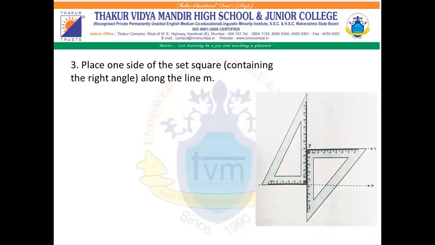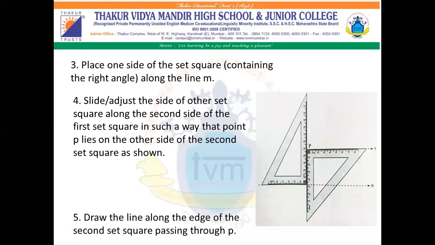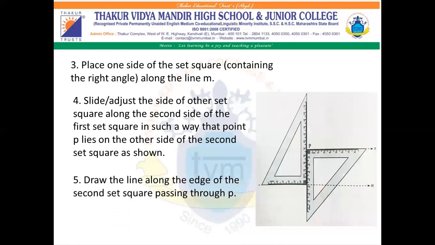Place one side of the set square along the line M. Slide or adjust the side of the other set square along the second side of the first set square in such a way that point P lies on the other side of the second set square as shown in the figure. Draw the line along the edge of the second set square passing through the point P. Name the line as N. Line N is parallel to the line M.